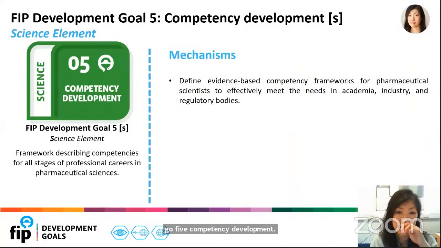So the mechanism to achieve DG5 is to define evidence-based competency frameworks for pharmaceutical scientists to effectively meet the needs in academia, industry, and regulatory bodies. But today, I would like to present the overall science aspect of the competency development and how it can support development of competencies for pharmacists and pharmaceutical scientists to cover the science element.